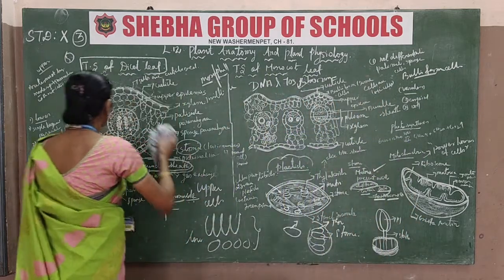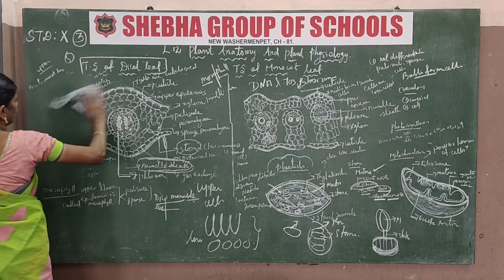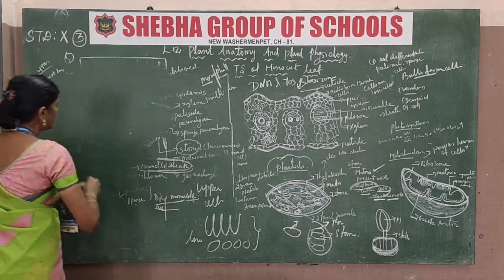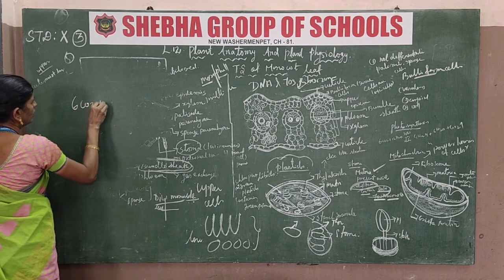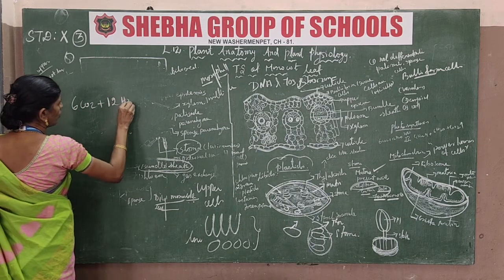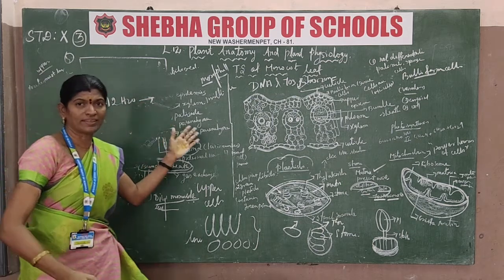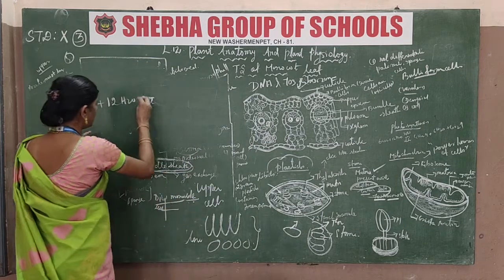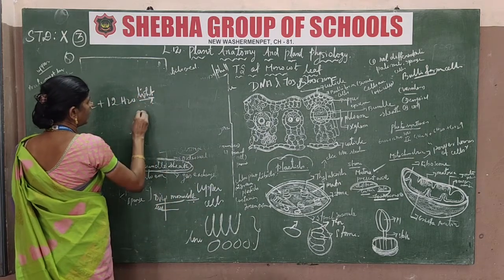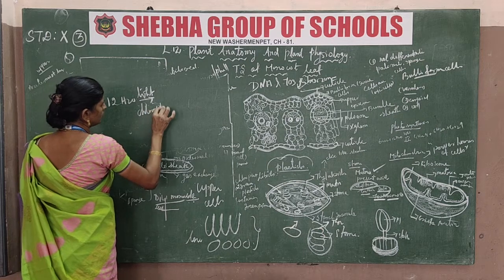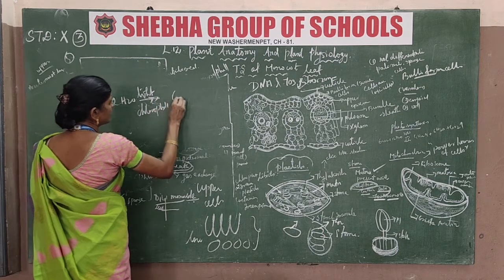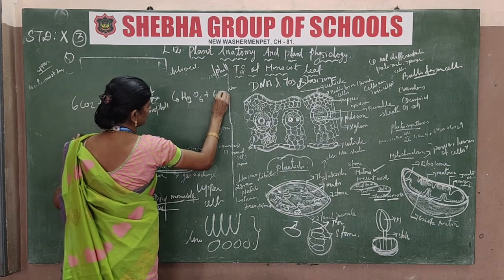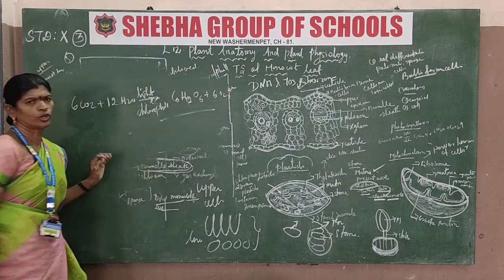Photosynthesis is the process of preparing food using sunlight. For example, photosynthesis equals 6CO2 plus 12H2O, in the presence of light and chlorophyll, gives C6H12O6 plus 6O2. So that is called photosynthesis.